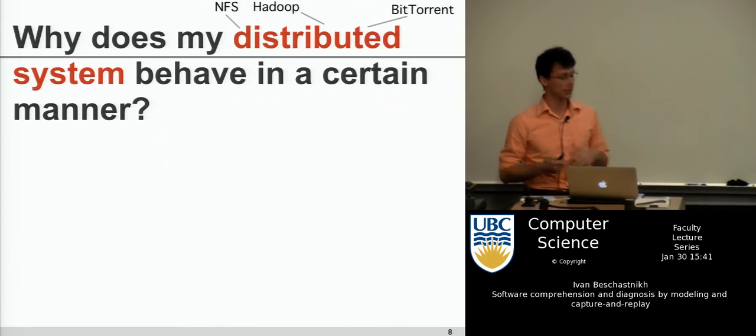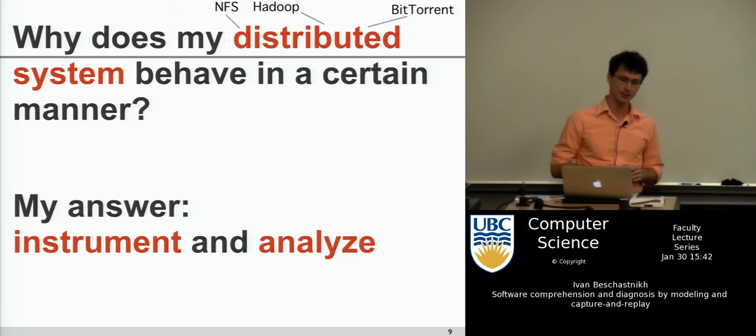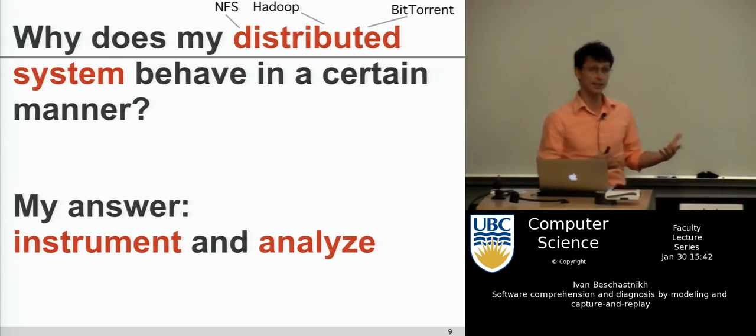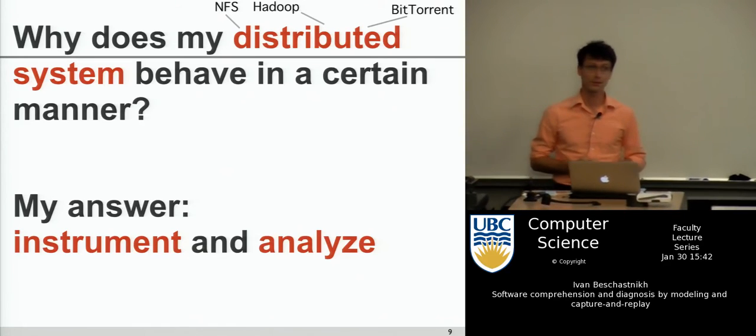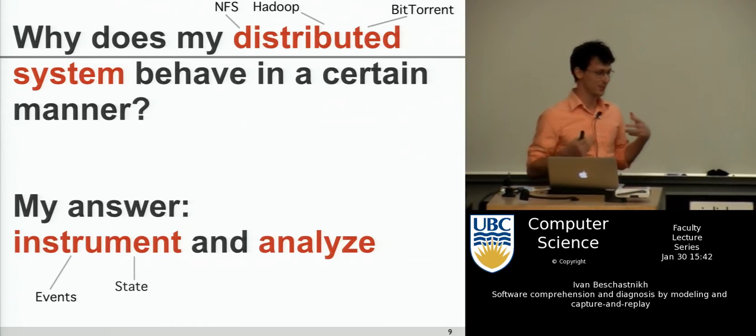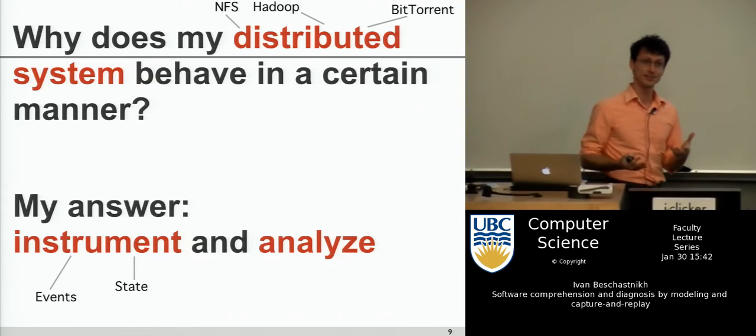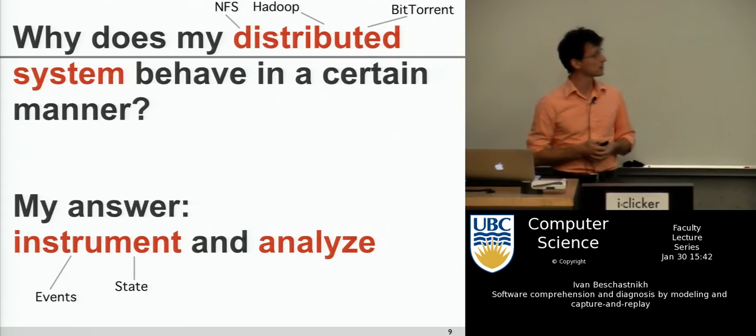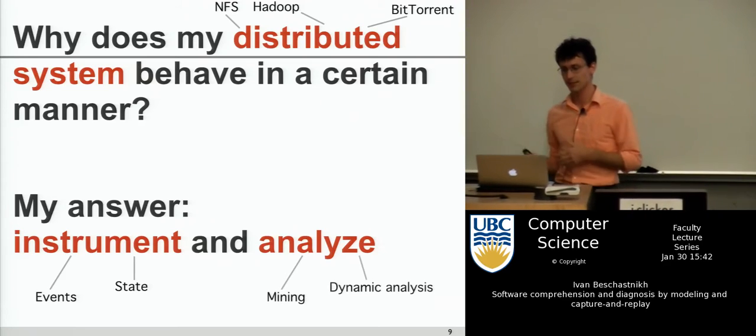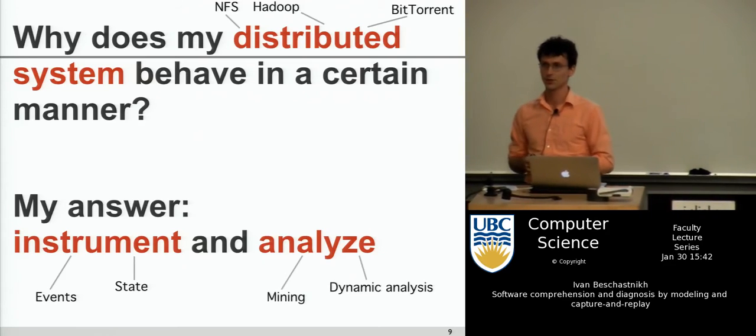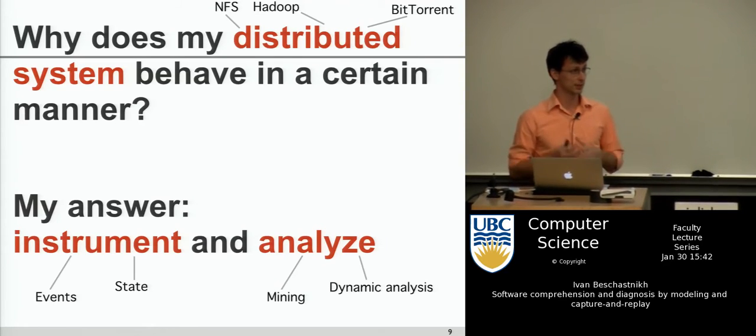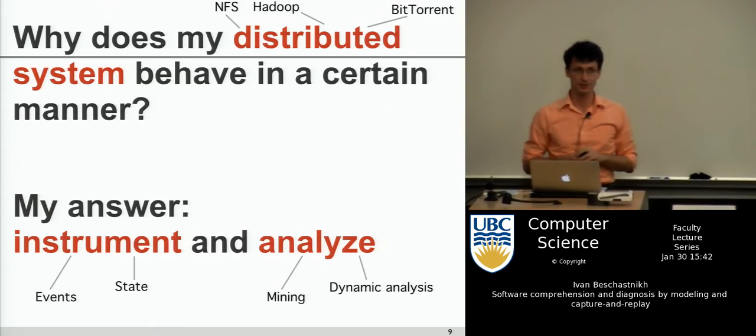And today I'll talk about projects that try to answer this by using techniques from instrumentation and software analysis. By instrumentation, I mean that you can capture events and state in a distributed system. You can capture the state as the system executes. And by analysis, there's a bunch of techniques that then look at that state. You can try to mine the state that you've captured, or you can do dynamic analysis on the actual code of your system. So in a nutshell, this is really what the talk is about.